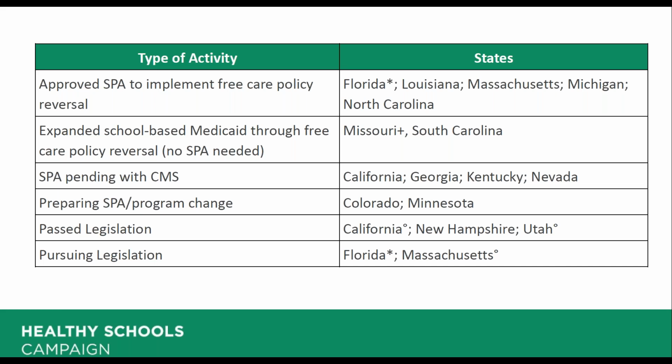I'll walk through some of these examples, but I will say that this chart is pulled from a longer brief that goes into a lot more detail that's linked at the end of my slides if you're interested in digging into this more. So 5 states have had state plan amendments approved to implement the free care policy reversal: Florida, Louisiana, Massachusetts, Michigan, and North Carolina.